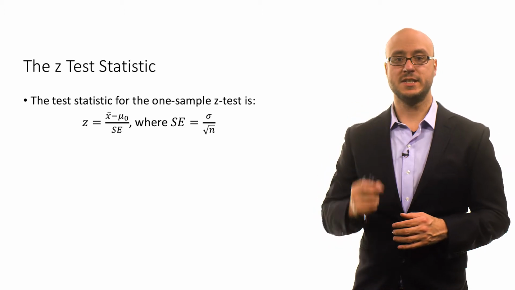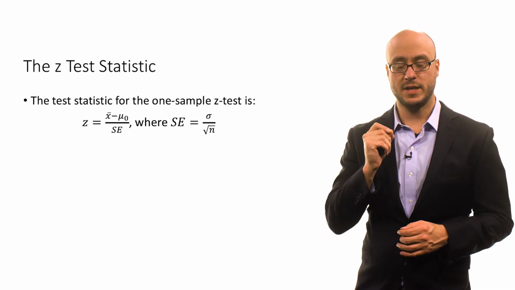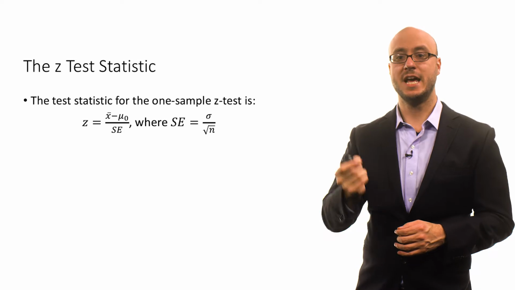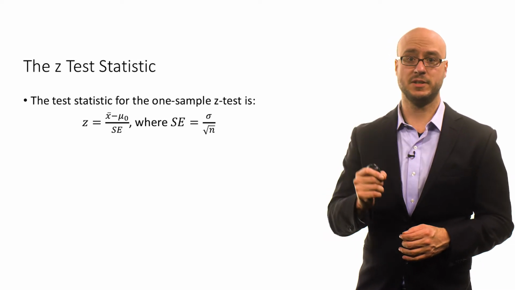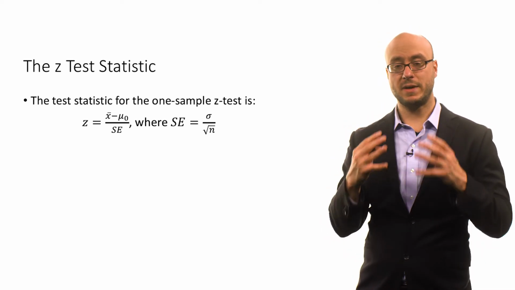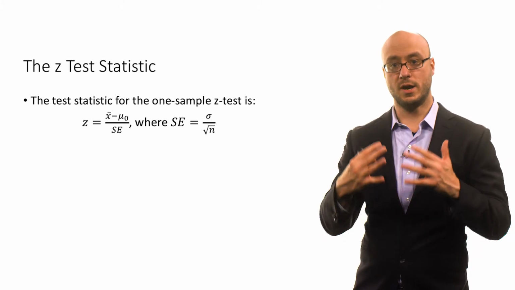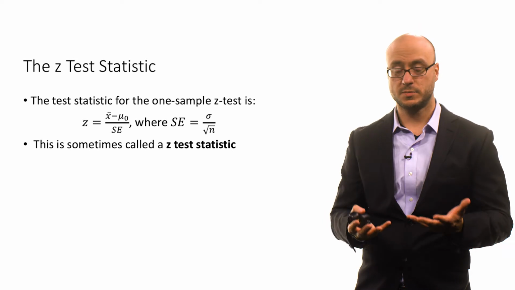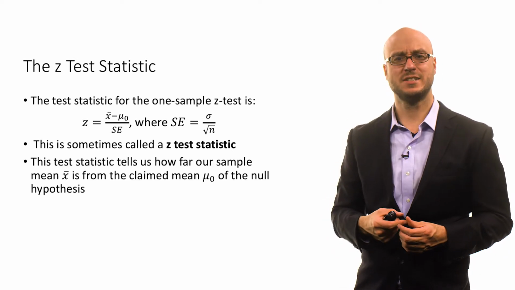The test statistic, the z-test statistic, is simply the sample mean minus the null mean, right, the claimed value of the mean in the population, divided by the standard error of the sample mean. Right? But the standard error is sigma, the population standard deviation, divided by the square root of n. Okay? So this is based on the idea that because of the central limit theorem, we know something about the sampling distribution for the sample mean. It's approximately normal. Right? This is sometimes called a z-test statistic. It's a standardized score. Right?